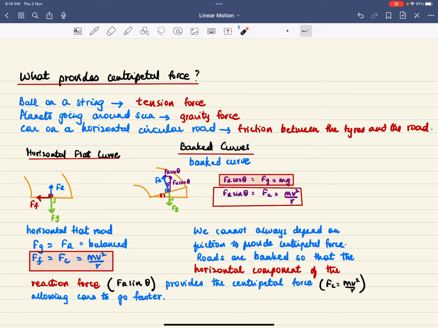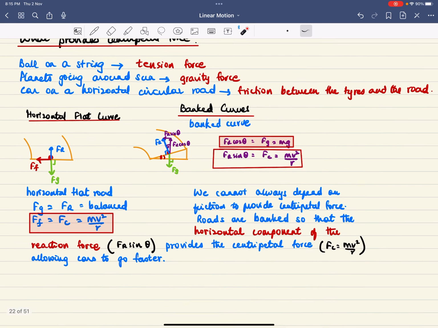And so for your banked curve, the horizontal component of the reaction force, this one, is what provides the centripetal force. So over here, the reaction force and the gravity force are no longer the same size, and the reaction force can be split into the vertical component as well as the horizontal component. The vertical component of the reaction force balances the gravity force, and your unbalanced force is the horizontal component of the reaction force, which is Fr sine theta, and that provides your centripetal force.